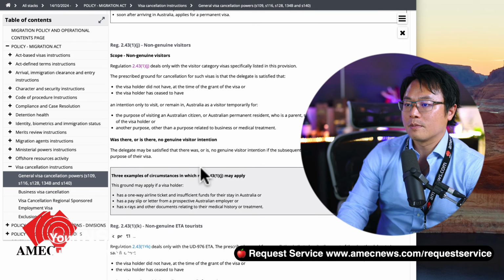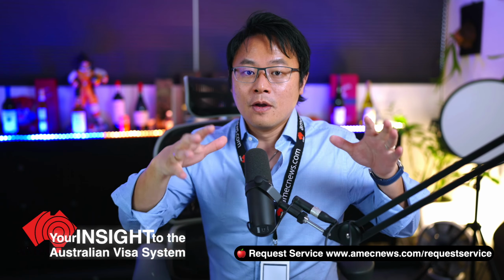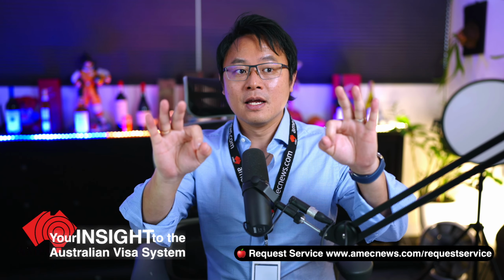So the rule of thumb here, from our experience, is that if you hold a visitor visa, you could have multiple travel entries. Every entry you are allowed to stay a maximum of 3 months. So some people choose to stay 3 months before it ends. They depart Australia, but come back in 1 week, 3 days, or 2 weeks, and stay for another 3 months, and then exit again. So that is okay.